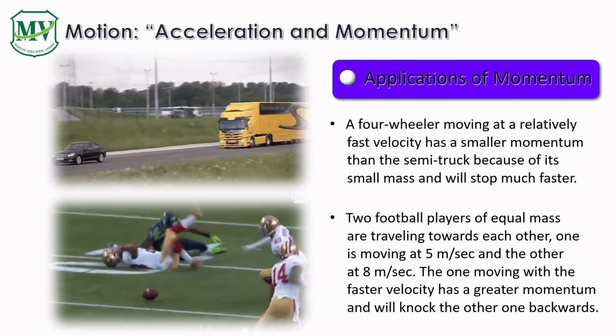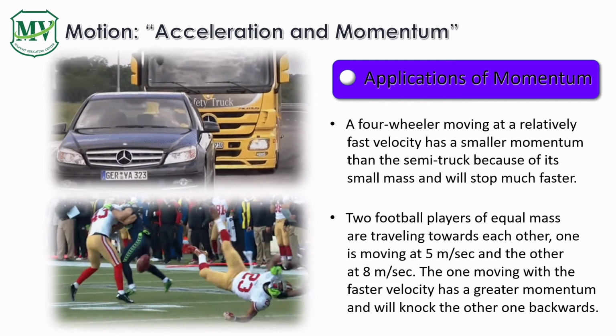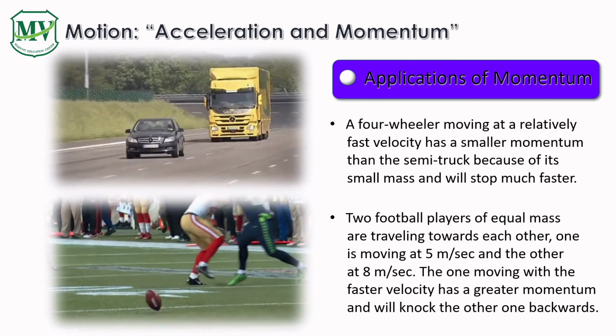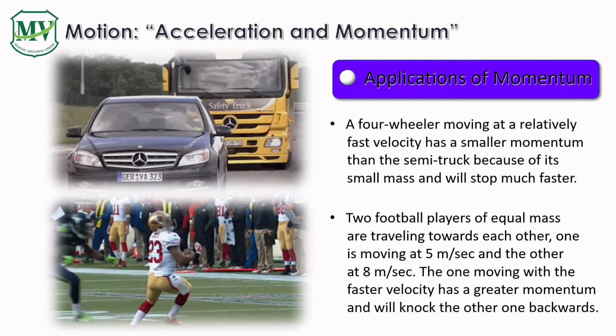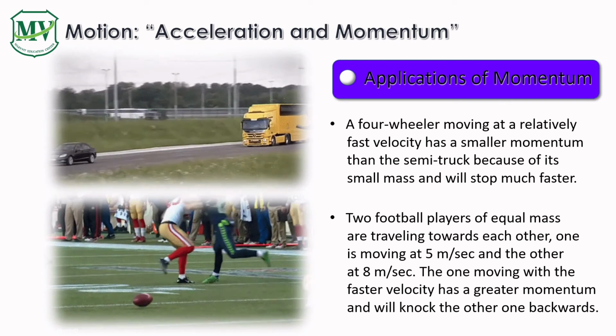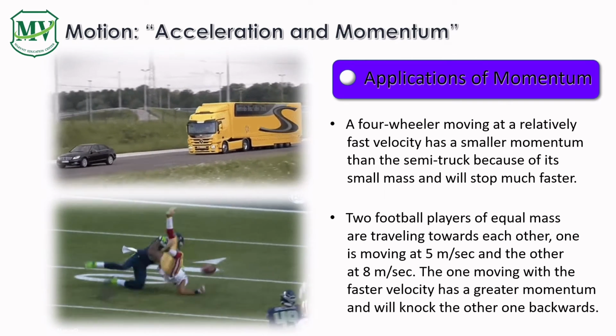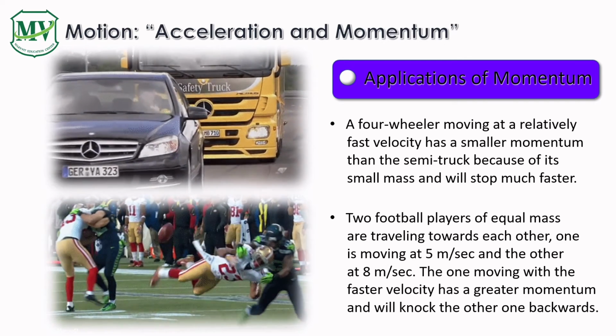Now here we have two examples of momentum. The first one would show a car and a semi-truck. The car, moving at a relatively fast velocity, has a smaller momentum than the truck because of its small mass, and it will stop much faster.